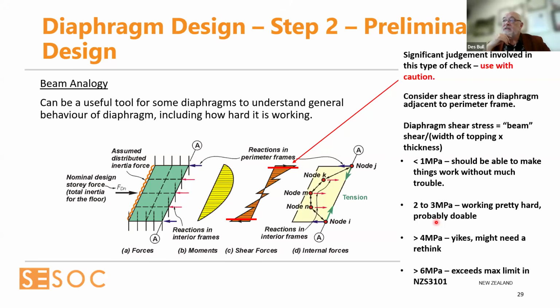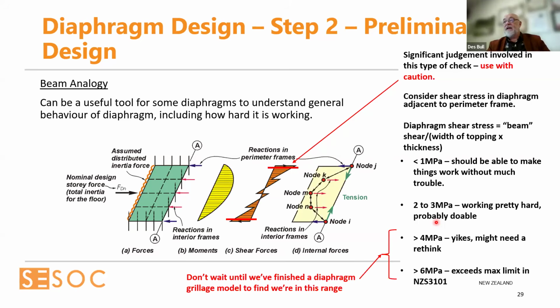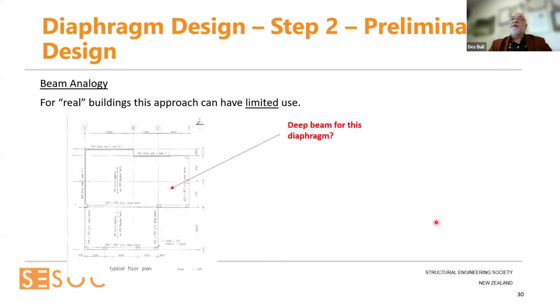2 to 3 MPa, it's working a little bit harder, but probably doable. 4 MPa, well, that diaphragm's working too hard. And if it's 6 MPa, you're outside the code allowable limits for struts anyway, so you're in serious trouble. We do not want to end up here towards the end of the design. In other words, try and get these parameters sorted out early.